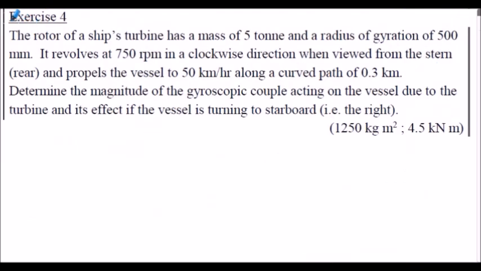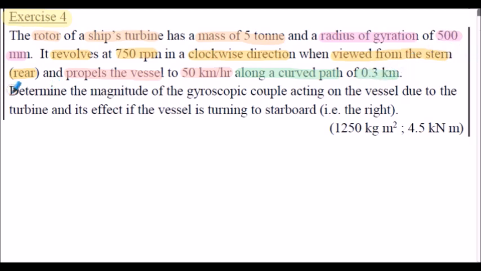Let's consider exercise 4. The rotor of a ship's turbine has a mass of 5 tons and a radius of gyration of 500 millimeters. The rotor revolves at 750 RPM in a clockwise direction when viewed from the stern, that's the rear of the ship, and it propels the vessel at 50 kilometers an hour along a curved path of 0.3 kilometers. So that's the radius, 0.3 kilometers.